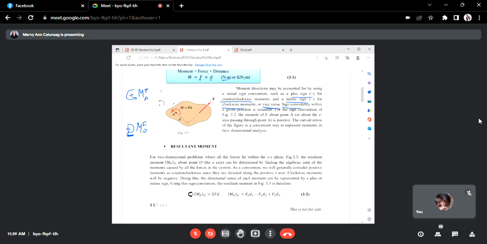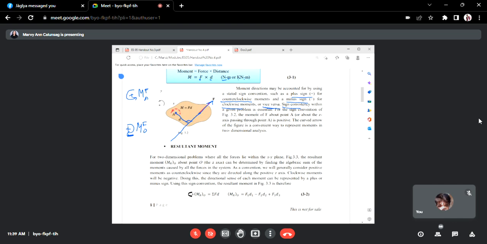For the sign convention, we have this figure: the moment of F about point A. The line of action of F is this. You can extend the line of action of the force. About point A, we take its perpendicular distance. This is our force F.